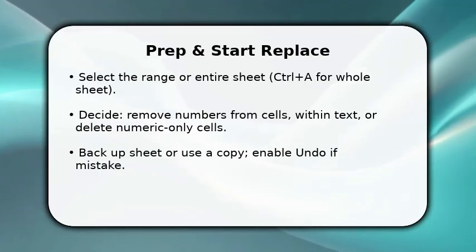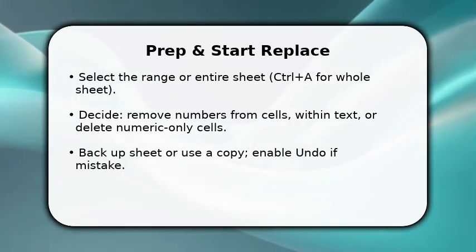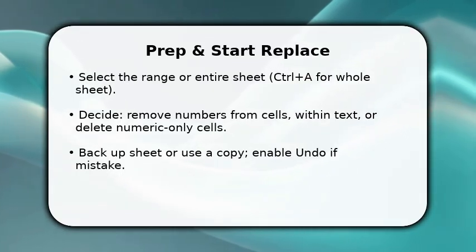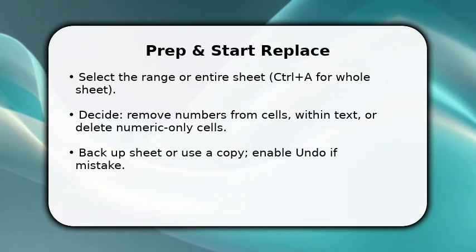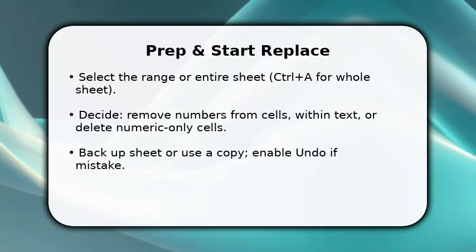You begin by selecting the cells to affect. This scopes the change and prevents accidental edits. Once selected, decide whether you want to strip digits from text, remove cells that are numbers only, or delete numbers inside mixed text. Start Replace, Ctrl+H, to remove simple patterns.